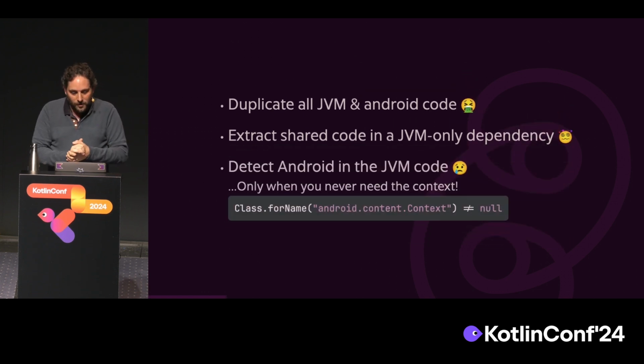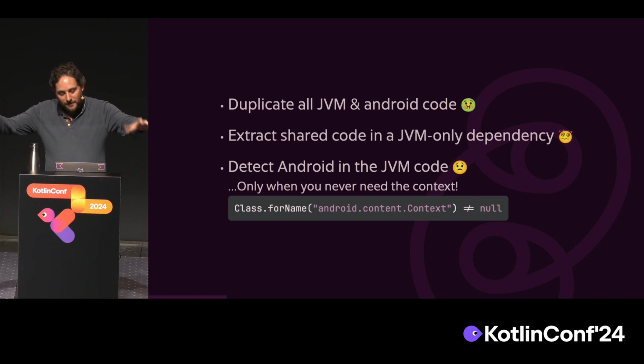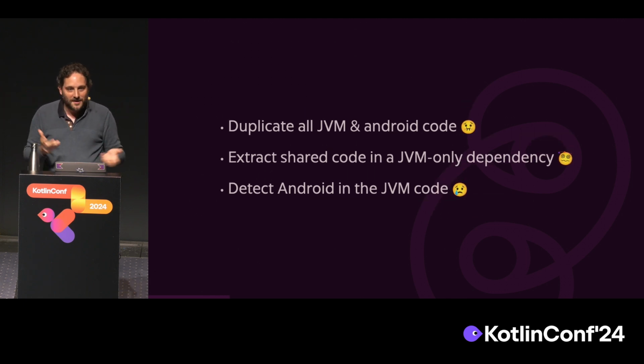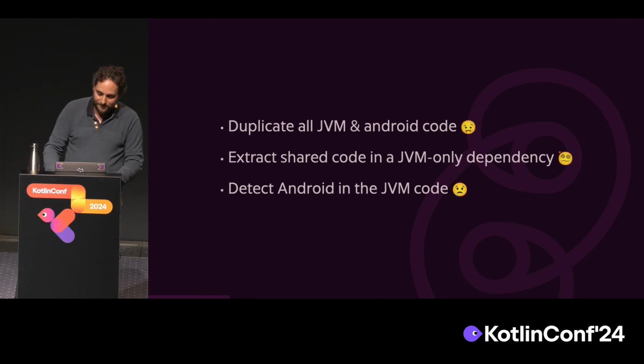Or, you know, I could try to detect JVM in the bytecode and run different paths. But of course, if you need a context, then it doesn't work. So how do you commonize JVM and Android? Well, that's the first problem you're going to have.